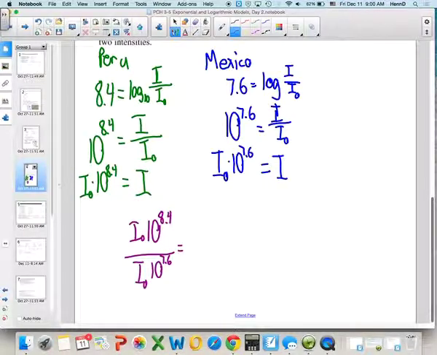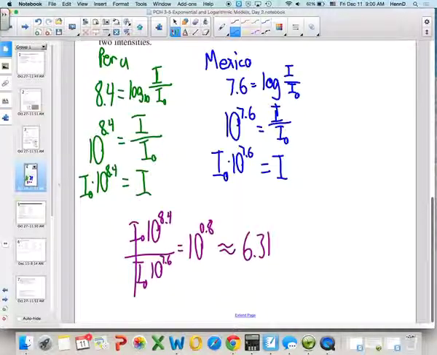And that's going to give us I over I. 10 to the 8.4 minus 7.6. 10 to the 0.8 power. Okay? 10 to the 0.8 power. Alright? So the comparison of the intensity as a ratio would be 10 to the 0.8, which, what does that equal? What's 10 to the 0.8? 6.31. Okay?